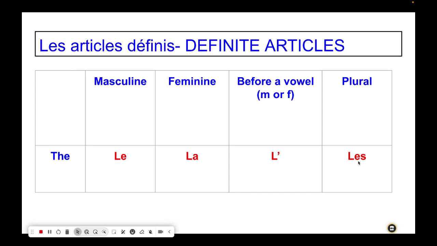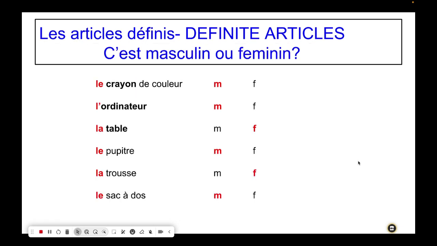Okay, les, we pronounce it as les, and we are going to see some examples. First one, le crayon de couleur. Crayon de couleur means colored pencil. So it is masculine because it has le at the beginning. Second one, l'ordinateur. Ordinateur is computer.